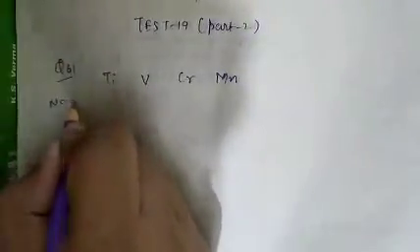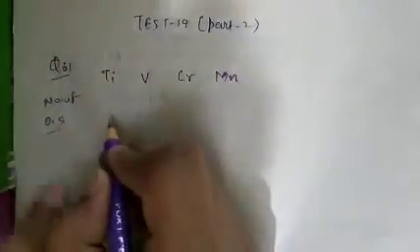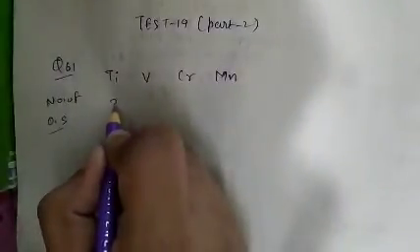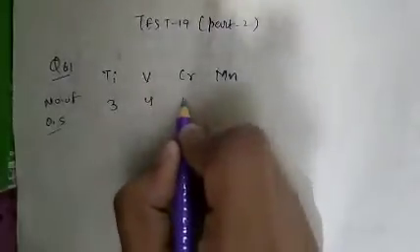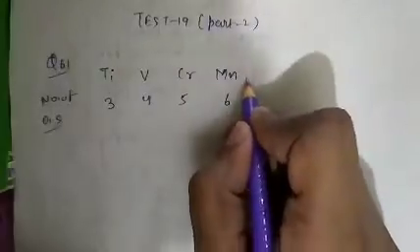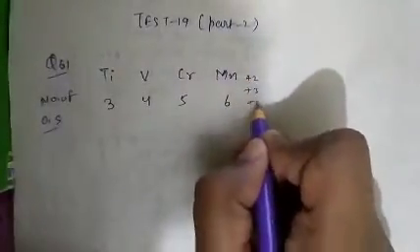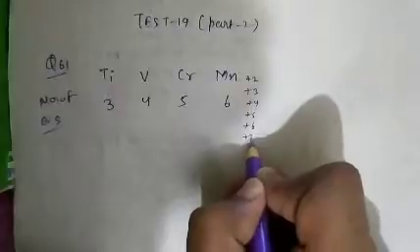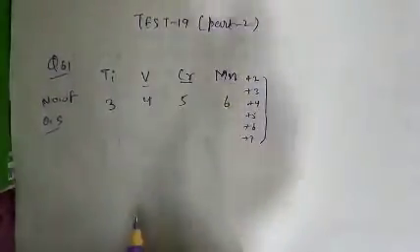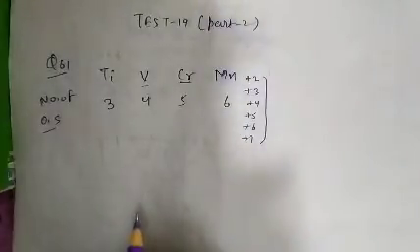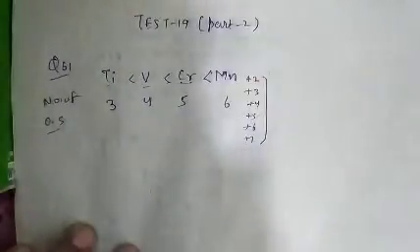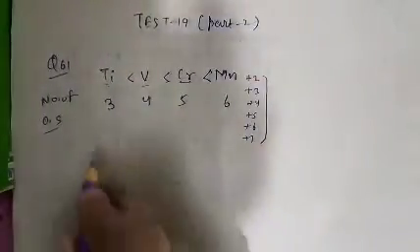And the number of oxidation states shown by titanium is 3, while vanadium 4 and chromium 5 and manganese can show 6 oxidation states. You may also see +2, +3, +4, +5, +6, +7. So these are the 6 states shown by manganese. Similarly for chromium, vanadium and titanium. So the number of oxidation states shown by manganese is maximum, then chromium, then vanadium and then titanium. So the first is correct. Now see the second.